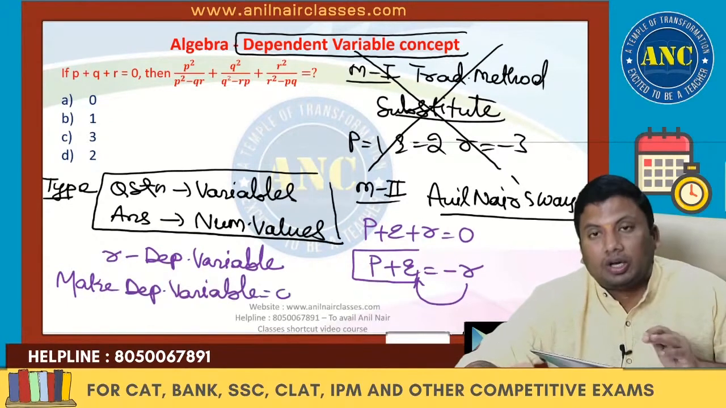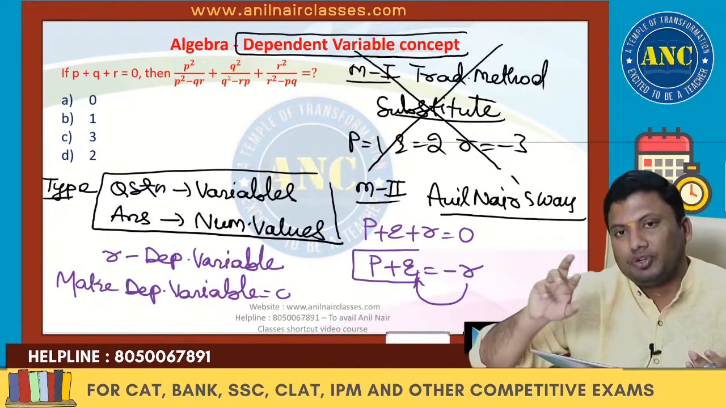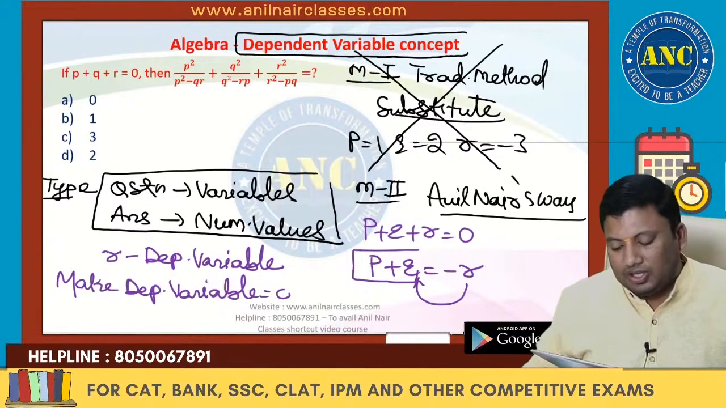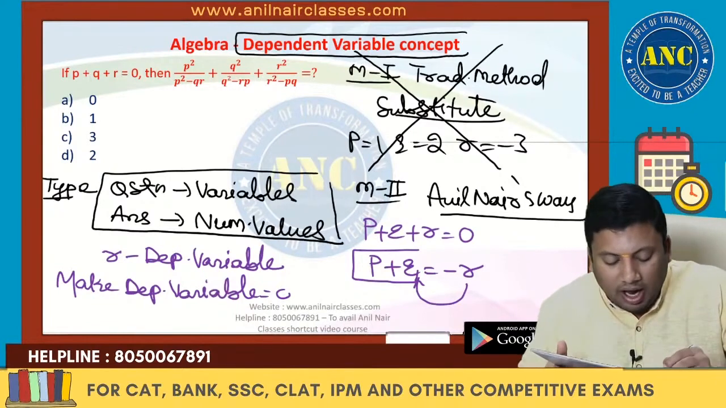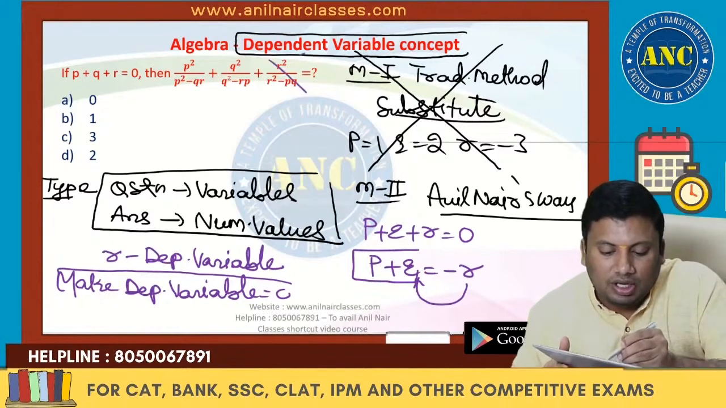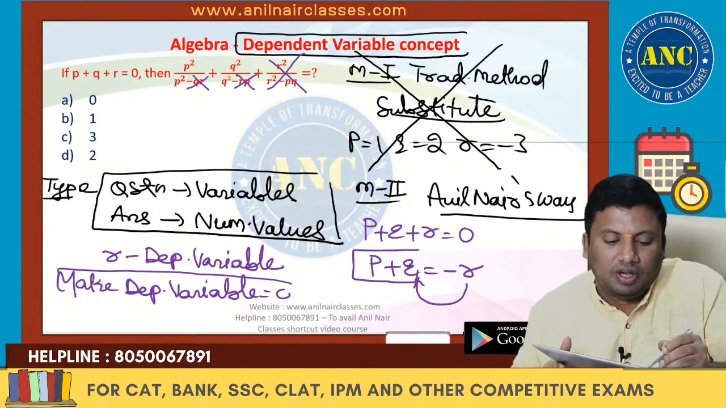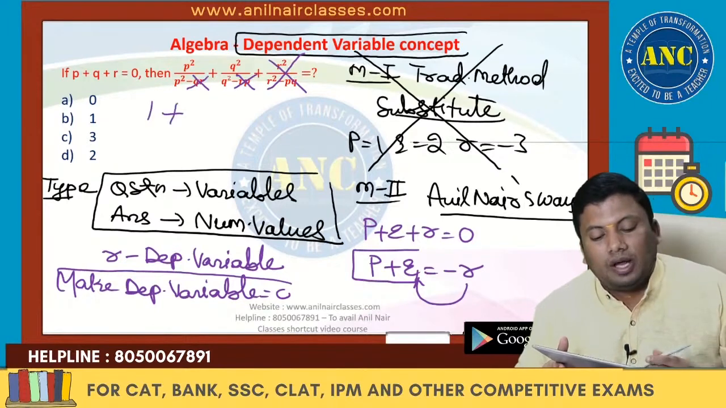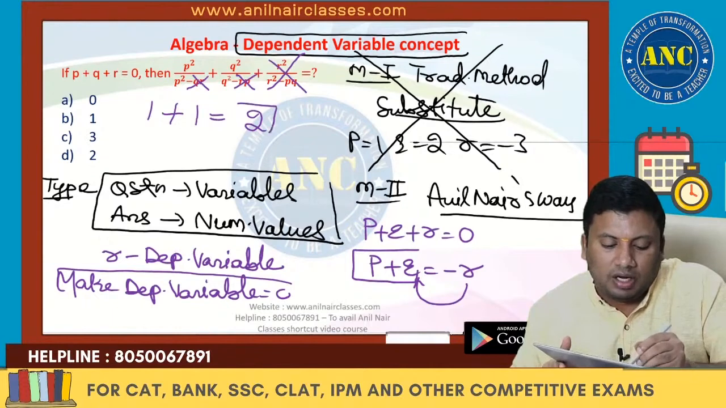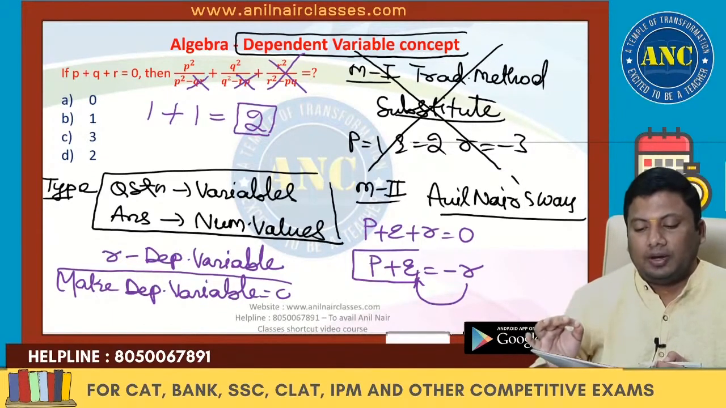Sir, can I take Q plus R equivalent to minus P, making P 0? Yes, beta. If you change P to Q, Q to R, R to P, still the equation will not change. I made R the dependent variable. Make R as 0. 0 divided by anything is 0. P square by P square is 1, Q square by Q square is 1. 1 plus 1 is nothing but 2. Beautiful way of solving this question.